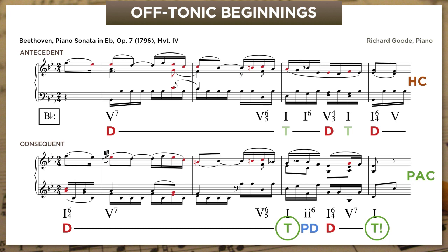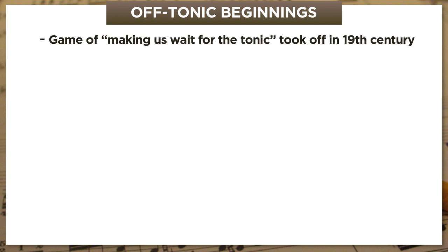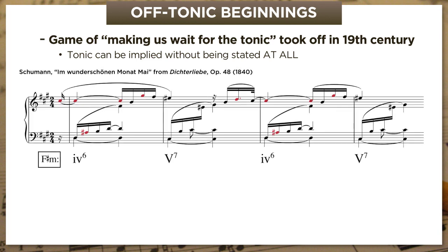And this game that Beethoven's experimenting in here, making us wait for the tonic chord, this really took off in the later 19th century. In more extreme cases, you can find the tonic simply implied without ever being stated at all. Here's a very famous case. This is the opening of Schumann's song cycle Dichterliebe, or Poet's Love. And it's partly famous just because it's completely awesome, and it's also famous for the fact that it begins by vamping on predominant to dominant without ever getting to the tonic. Have a listen.